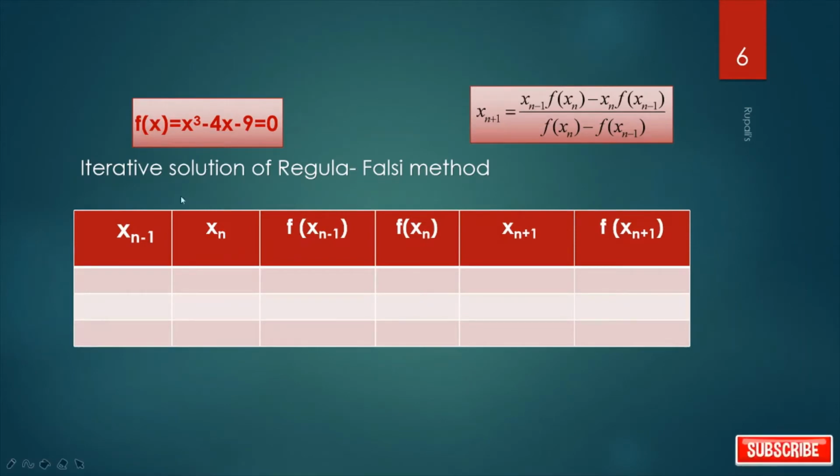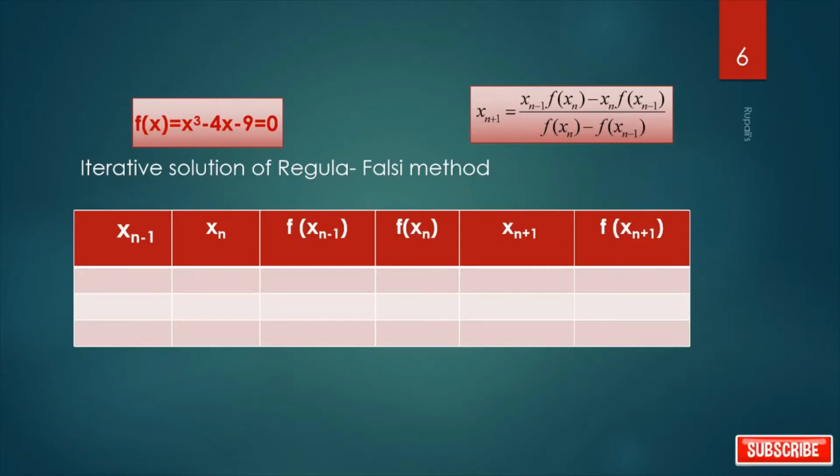First one is xn minus 1, then xn, then f(xn minus 1), f(xn), xn plus 1 and f(xn plus 1). And this is our formula. So, what is the iterative solution of Regula Falsi method? Regula Falsi method can easily be solved using calculator memory. See how?